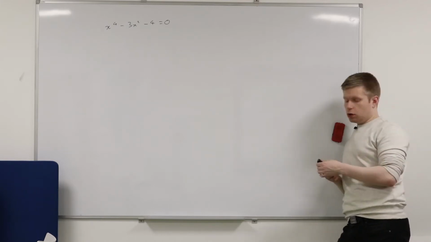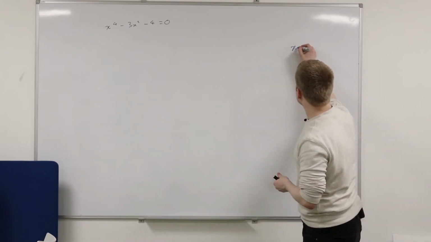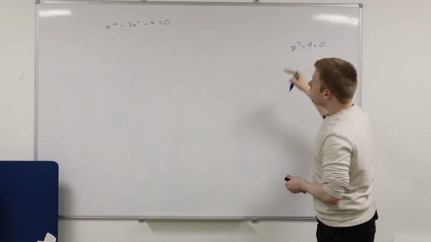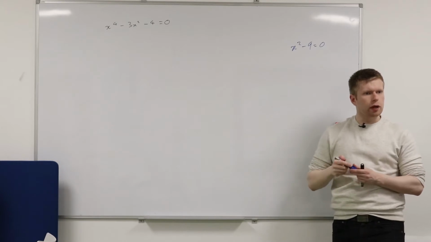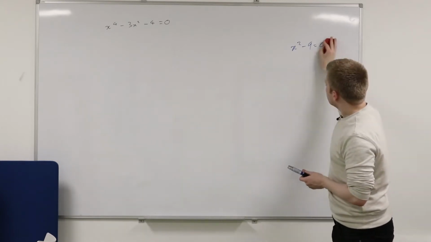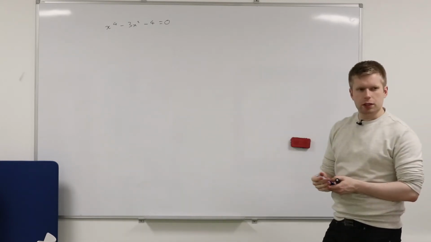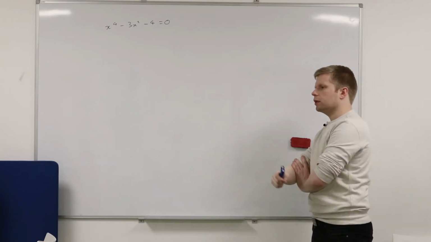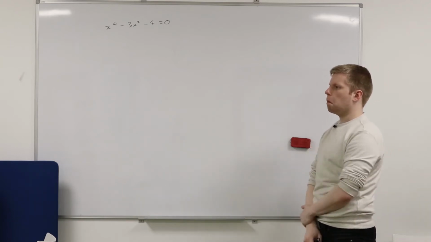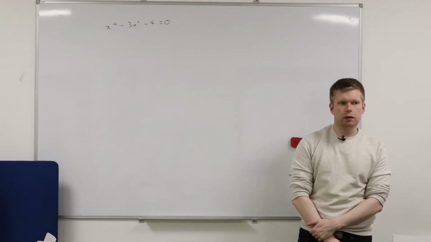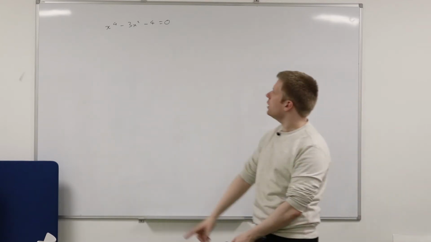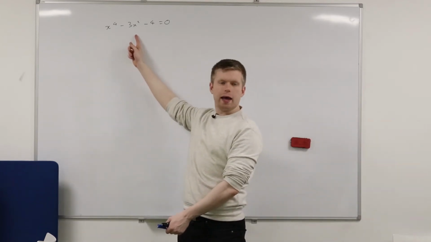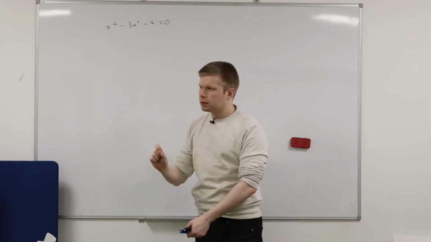Not always, because I could write something like this down. That would still be a quadratic, right, even though there's not an x term. So what's the condition for something to be classed as a quadratic? What does it have to have in it? x squared. Okay, so it has to have an x squared, but I'm like, hang on a minute, there's an x squared there, but it's not a quadratic. Why?